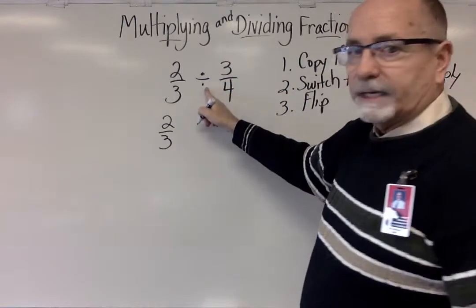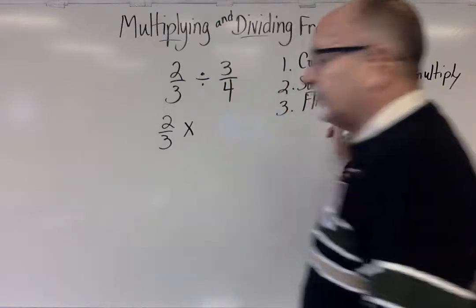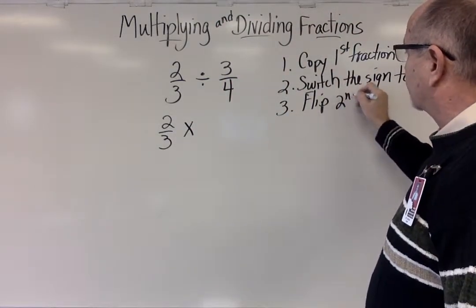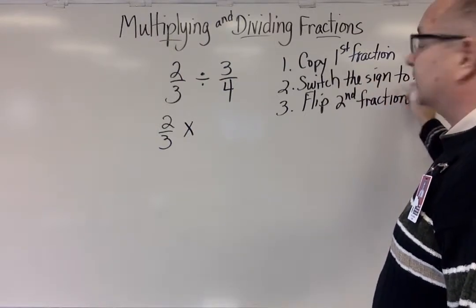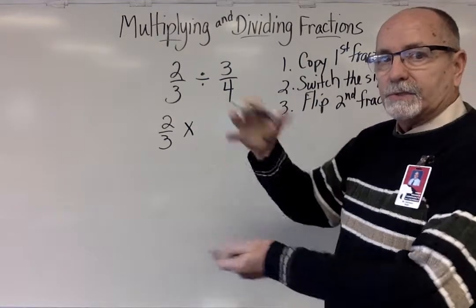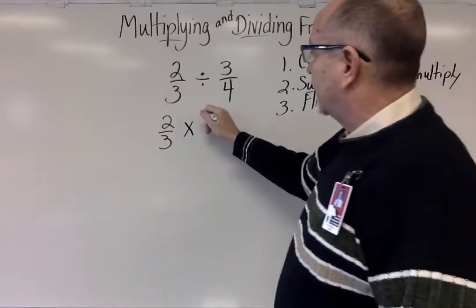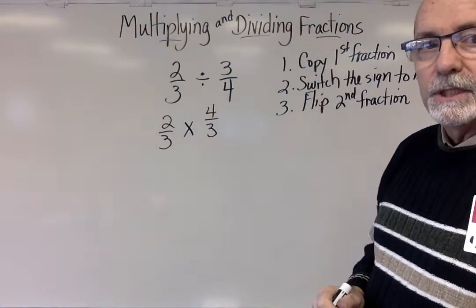So switching the sign from division to multiplication. And then my third thing I do is flip the second fraction, or put it into its reciprocal. Reciprocal is switching numerator and denominator around. So we're going to flip the second fraction, or put its reciprocal down. And then it's simply just what we did before.